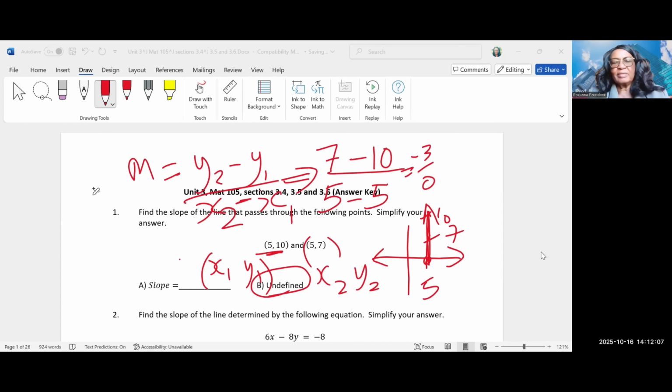All right. They did not ask us to find the distance, but we're going to find the distance too. Let's find the distance, find the midpoint. So let's find the midpoint of this line too. So I'm going to clean the slope.